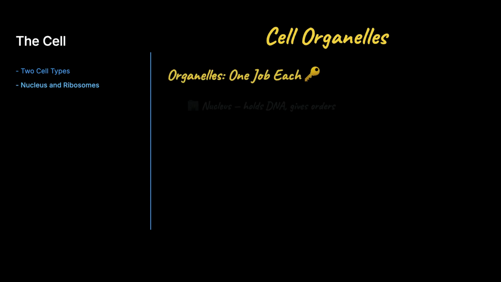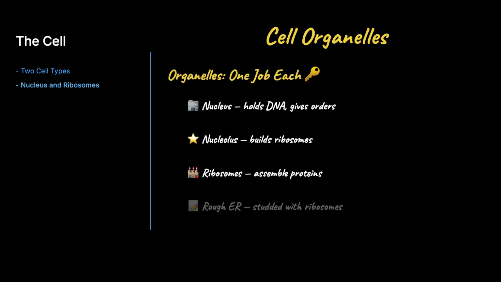Inside a eukaryotic cell, picture each organelle as an employee with one job. The nucleus is the control center, holding your DNA and issuing instructions. The nucleolus inside it builds ribosomes. Ribosomes are the protein factories reading genetic messages and assembling amino acids. Some float free in the cytoplasm, others attach to the rough endoplasmic reticulum.